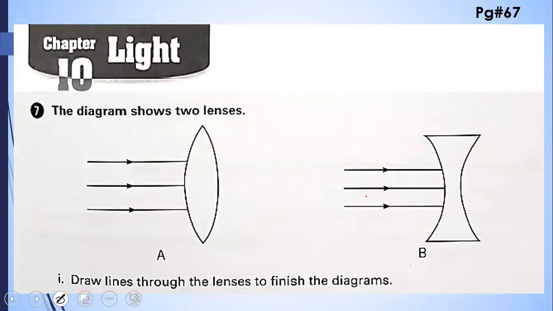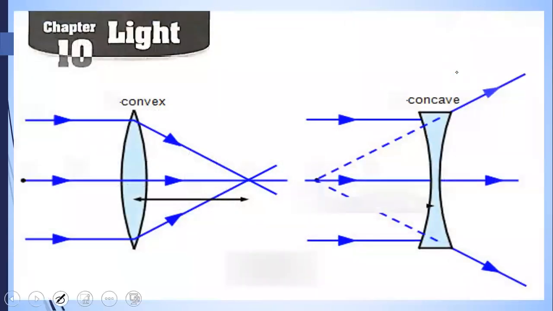The diagram shows two lenses. The first one and the second one. Draw the lines through the lenses to finish the diagram. So we will draw the lines and we will get this type of image. In a convex lens, all the rays are coming to a point, and in a concave lens, the rays of light will be diverging in different directions and they converge imaginarily at this point.